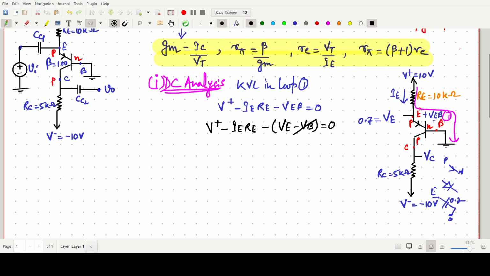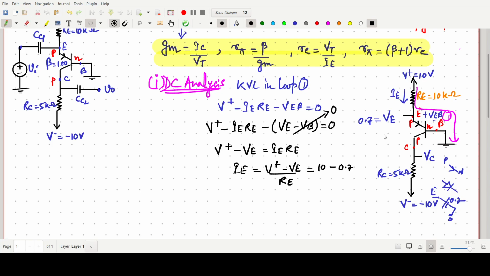So here we can easily observe that VB is connected to the ground potential, so it is 0, and this one will be simply V plus minus VE equals to IE RE. So the IE current, the emitter current, will be V plus minus VE by RE. V plus is known to us, 10 volt. VE is simply 0.7 volt.